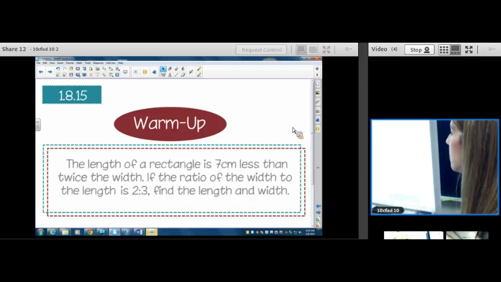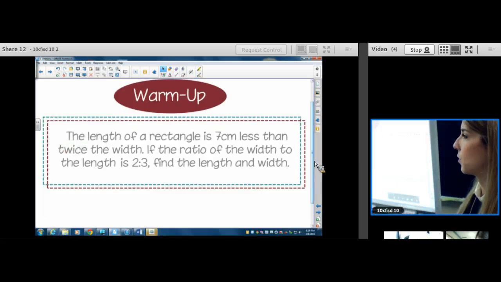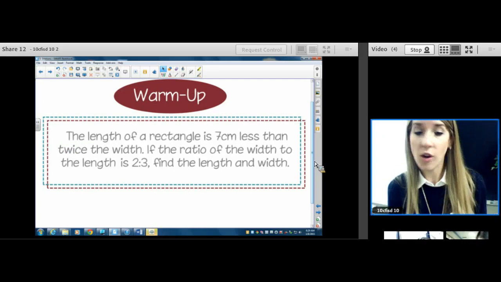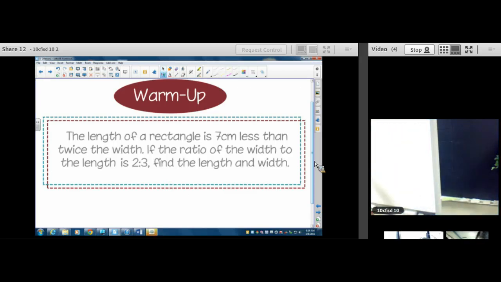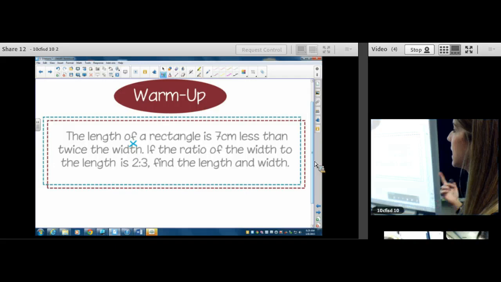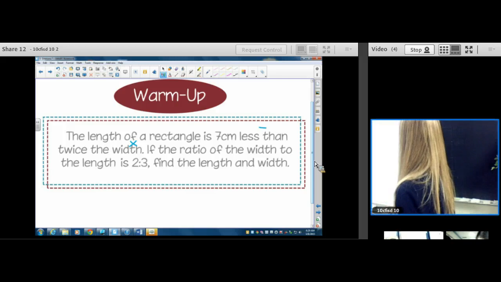All right, so I'm going to read it one more time. The length of a rectangle is 7 centimeters less than twice the width. If the ratio of the width to the length is 2 to 3, find the length and the width. So what I recommend is you call one of them x. I would call the width x. And then I would call the length, let's see, 7 centimeters less than twice the width.